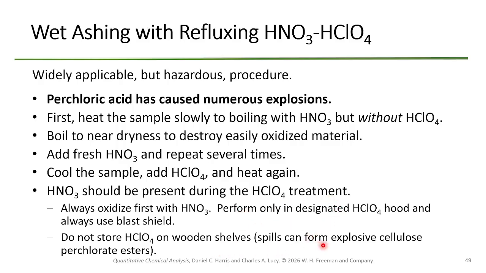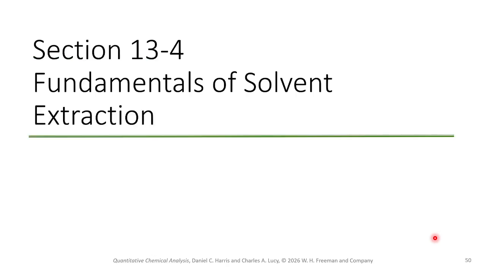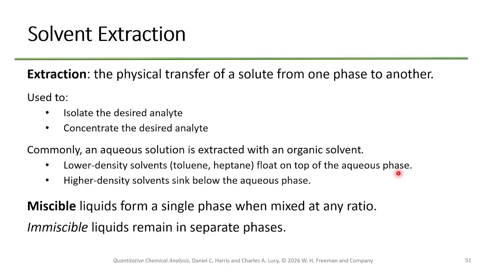Okay. And you do not store perchloric on wooden shelves because if you get any spill, it can dry out and then you'd have explosive cellulose perchloric esters. Yeah, which is basically like gunpowder. Gun cotton is what it used to be called. Yeah, you can make different explosives with it. It's one of the methods you can make explosives, like a gunpowder sort of residue. It's just much easier to set off than gunpowder.